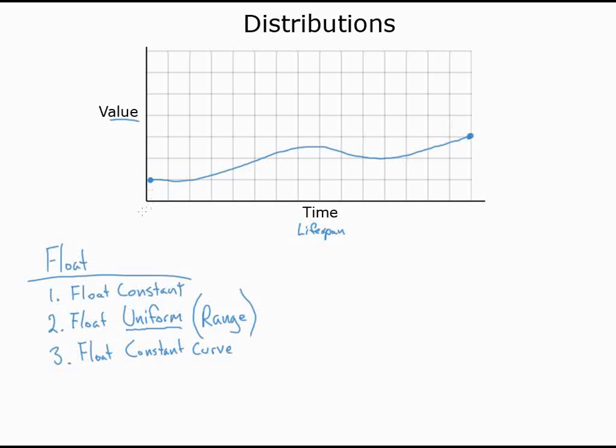So let's say, of course, the beginning of our graph is going to be birth, and then death at the end.